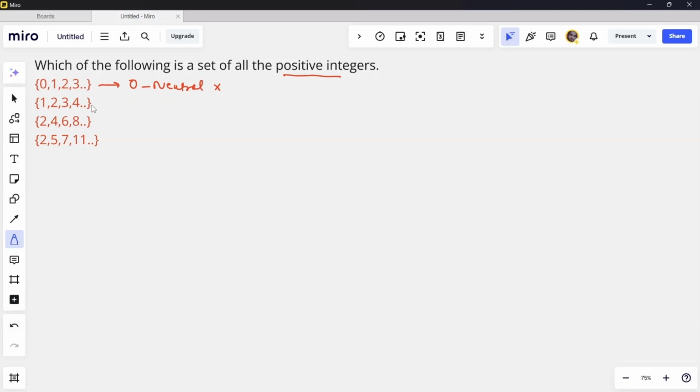Okay. Let's check this second option. 1, 2, 3, 4, and all positive numbers start from 1. So it means it is containing all positive numbers. So we can say our second option is the correct option.